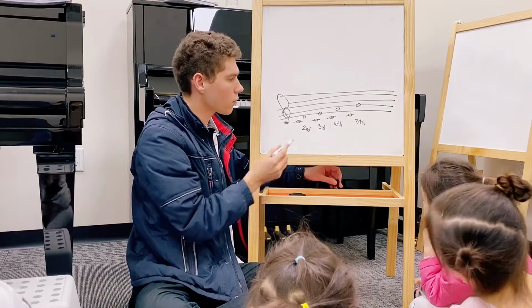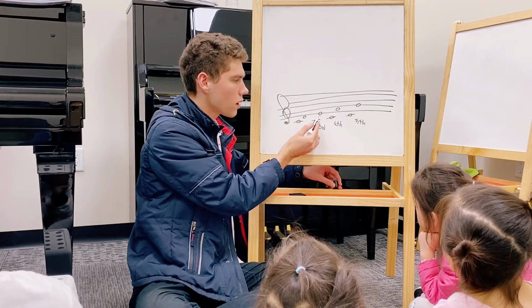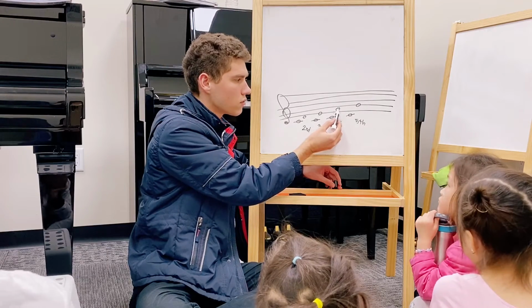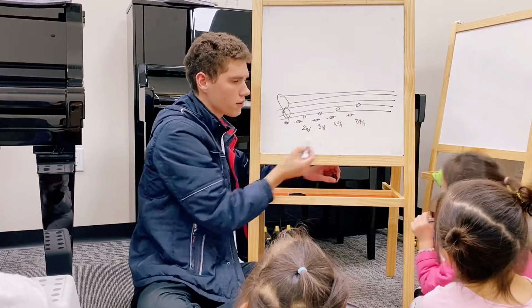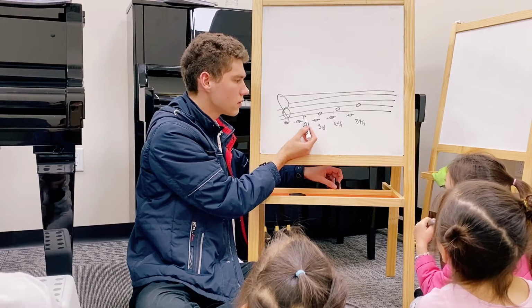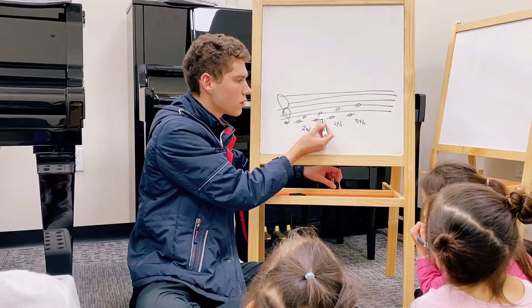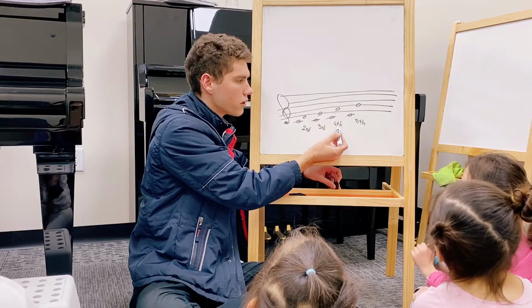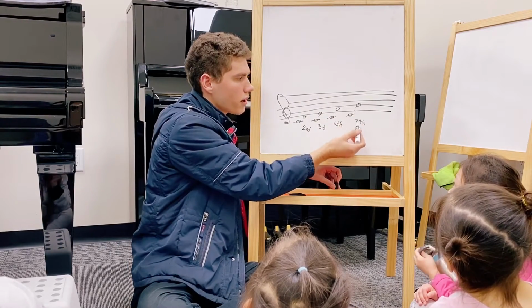Okay, do we know how we know it? We just count 1, 2, and we know it's a second. We count 1, 2, 3, we know it's a third. 1, 2, 3, 4, that's a fourth. 1, 2, 3, 4, 5, that's a fifth. Okay, so let's start from the beginning. Count with me. 1, 2, that's a second. 1, 2, 3, that's a third. 1, 2, 3, 4, that's a fourth. 1, 2, 3, 4, 5, that's a fifth.